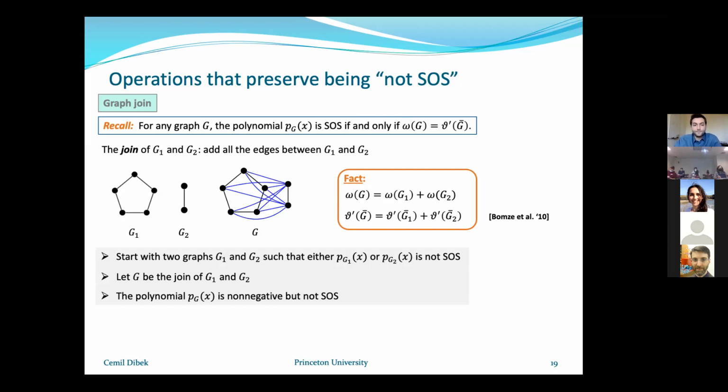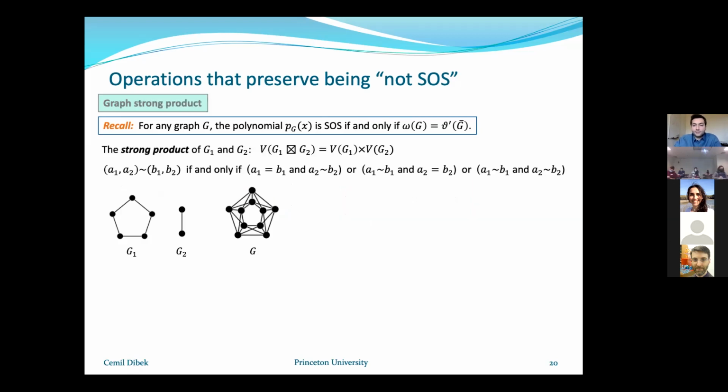and so you can obtain many more non-negative but not SOS polynomials using this operation. Okay, and one last operation is this well-known graph strong product. So for the strong product of two graphs, G1 and G2, the vertex set is defined as the Cartesian product of the vertex sets of G1 and G2. And the edge set is defined here. If you know it, you know it. If you don't know it, it's not important right now. So again, let me not describe it, but it is there.